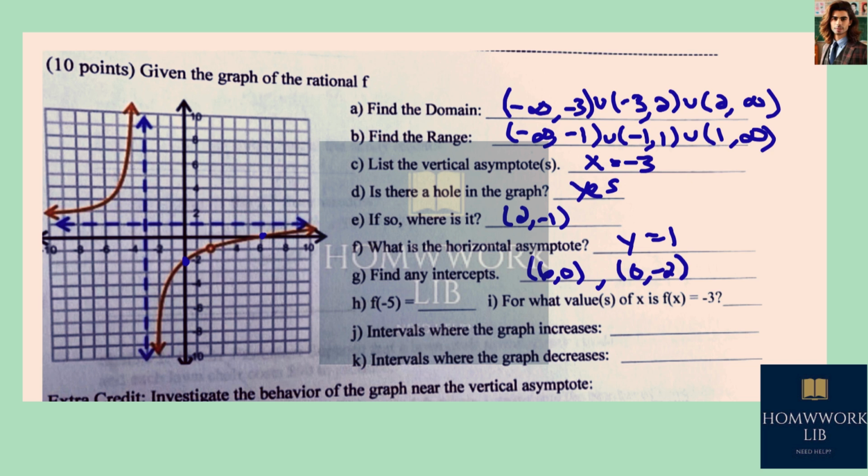F of -5, if x is -5, that goes to an output of 4. For what values of x is the function equal to -3? The function is equal to -3 at an x value of -1.